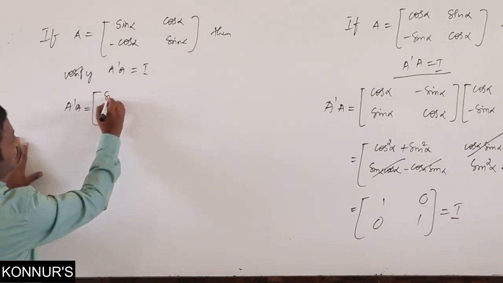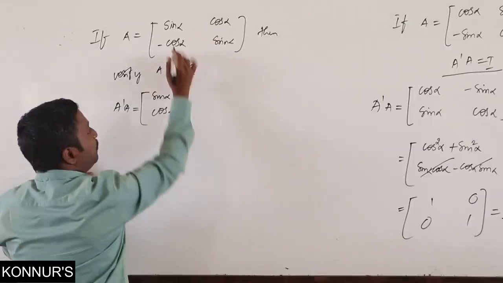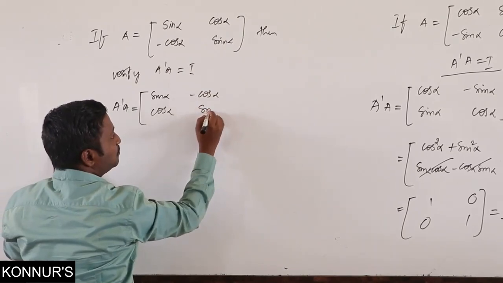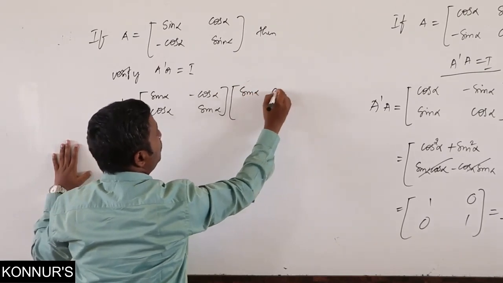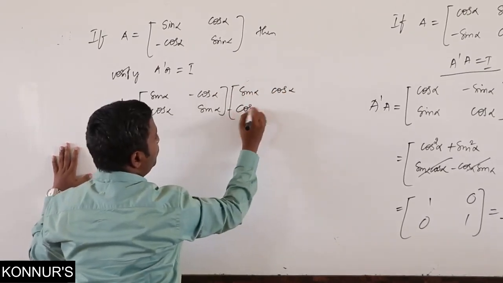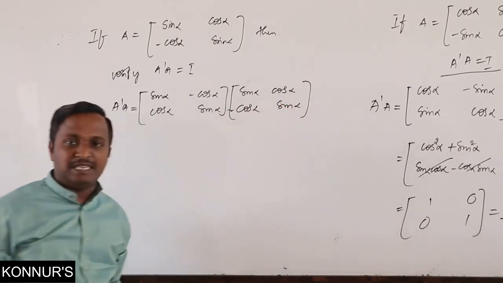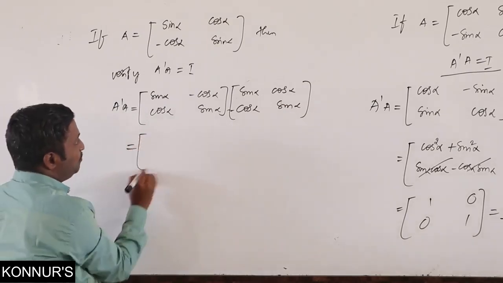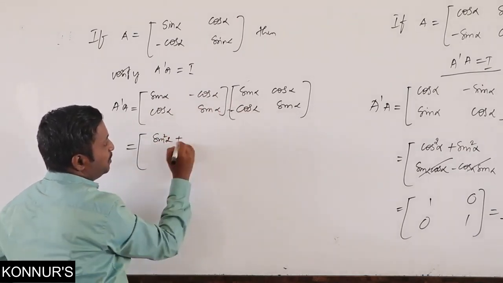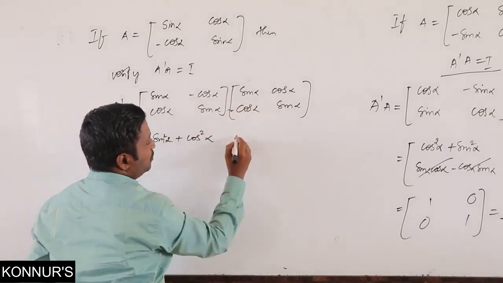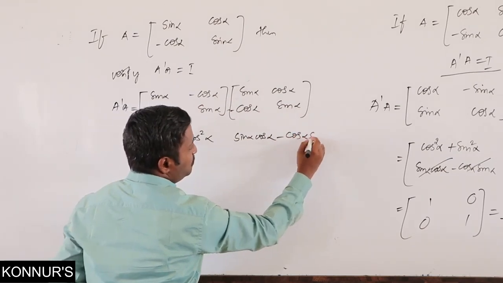A dash becomes, this row becomes column: sin alpha, minus cos alpha, cos alpha, sin alpha. Into A. A means this is A: sin alpha, cos alpha, minus cos alpha, sin alpha. Almost similar, not much difficult here. First row, first column, sin into sin, sin square alpha, minus into minus, plus cos square alpha. Sin into cos, sin alpha cos alpha, minus cos into sin, cos alpha sin alpha.